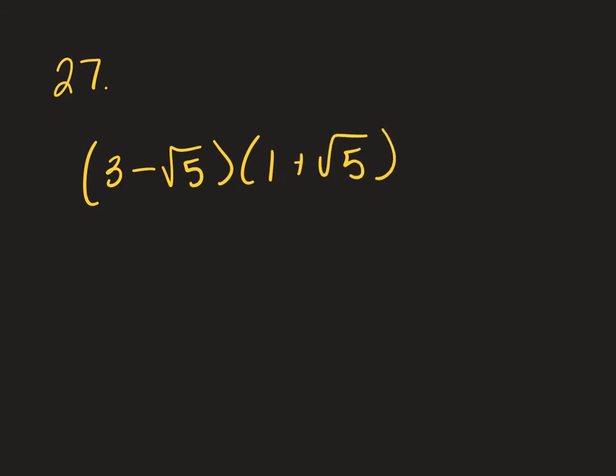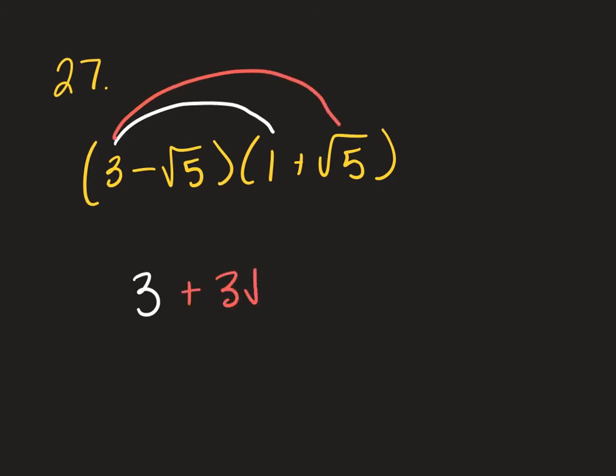All right, I'm going to do 27 next. That's one where we have to FOIL. So it's 3 minus the square root of 5 times 1 plus the square root of 5. I think I might have done this example in class, but that's okay. We'll do it again anyway. So when you have problems like this, you have to FOIL. So the first two multiplied together, so 3 times 1 is 3. Right? Then we do outside, so 3 times the square root of 5 is 3 square root of 5.